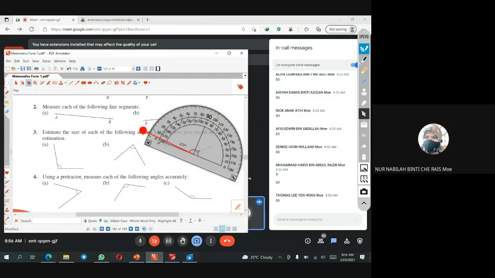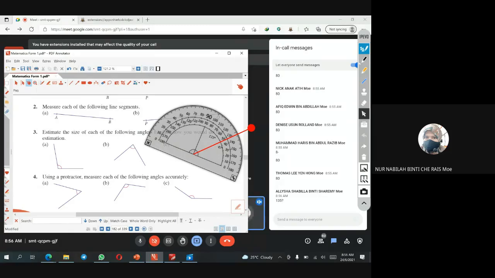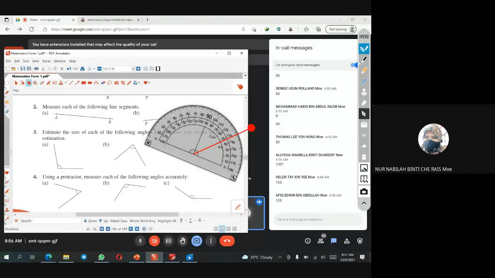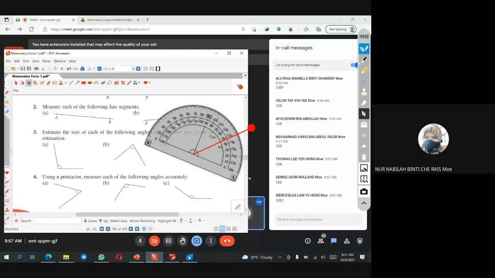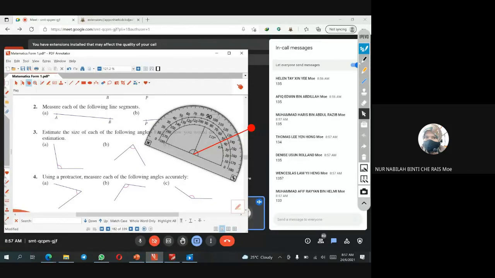This is the second line. Since 0 is on the outside scale, you have to take the outside scale. Then you move and find the second line. Your second line is here. So this is about 133 or 134, something like that. Okay, 134.